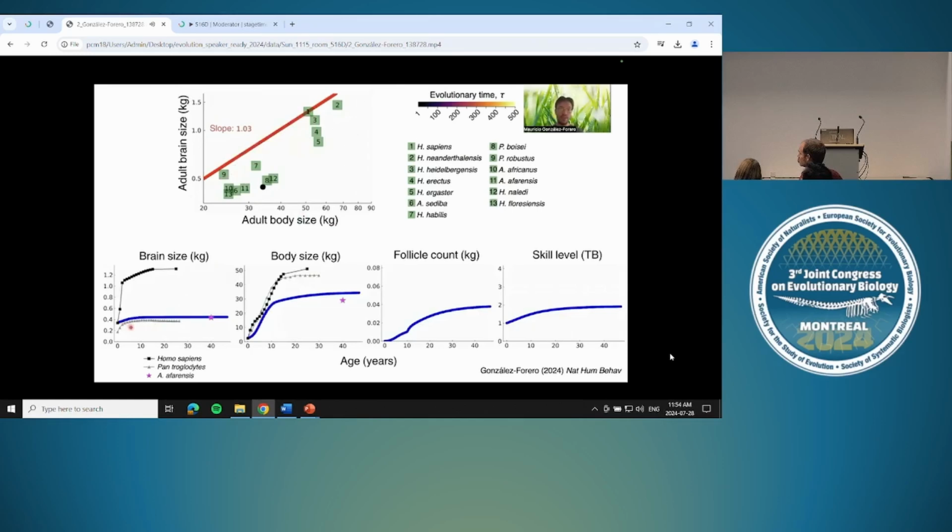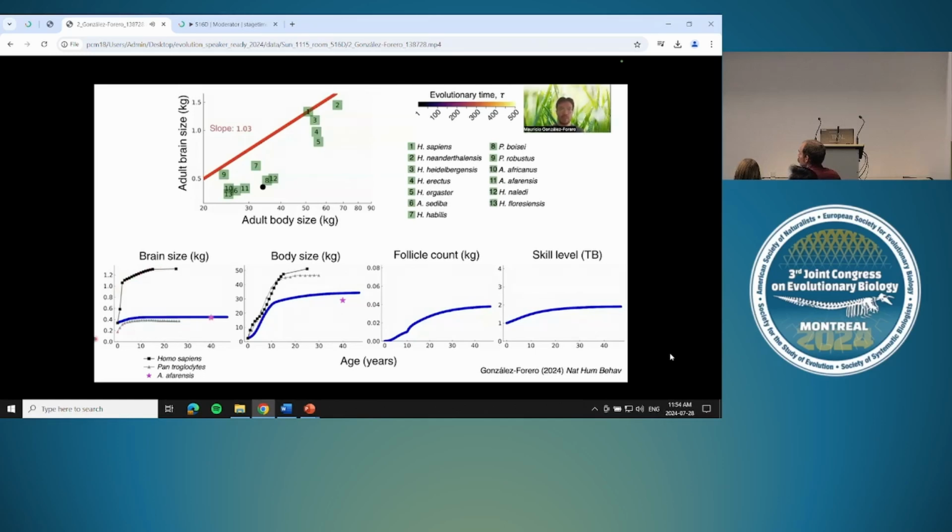So we see here the developmental process that individuals undergo at this ancestral point. At this ancestral point where everything starts, individuals develop a brain size according to this blue line. These are the predicted developmental trajectories for brain size, body size, the ovarian follicles that individuals have, and the skill level that individuals have over their life. And the observed values for brain size in human females are shown by these black squares, in chimpanzees by these triangles, and in afarensis by these stars.